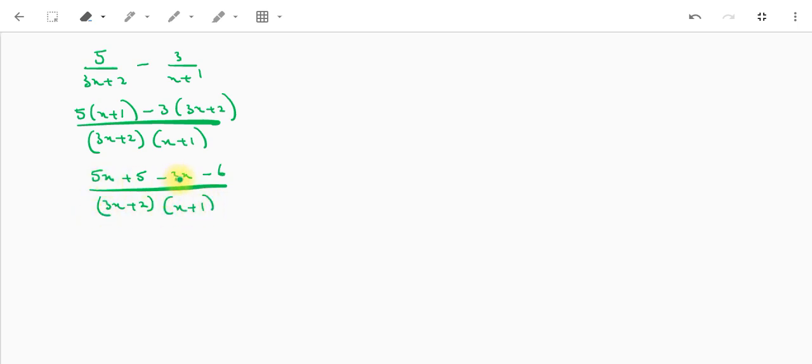So 5x minus 3x gives you 2x. Plus 5 minus 6 means I'm owing 6 naira and I have 5 naira. If I pay 5 naira, I'll still be owing 1 because I paid 5 out of 6. So that debt remains, minus 1 over, all right, over what now? Over 3x plus 2 and x plus 1, okay? Are you seeing that? Very easy.